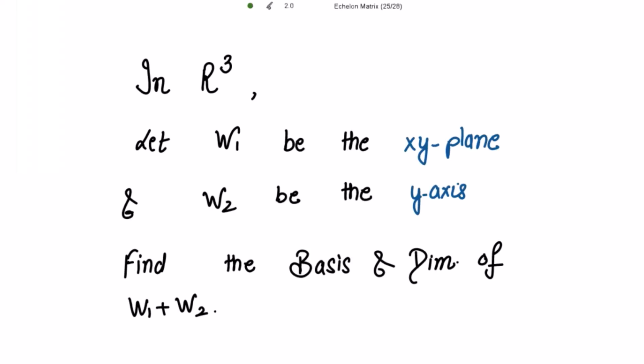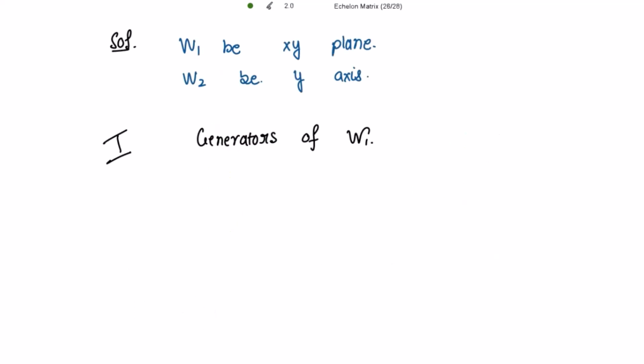In R3, let W1 be the xy plane and W2 be the y-axis. We need to find the basis and dimension of W1 plus W2. For that, first we need to get the generators for W1 and then the generators for W2. Here W1 is the xy plane and W2 is the y-axis. This is given to us. First, let's find the generators for W1.